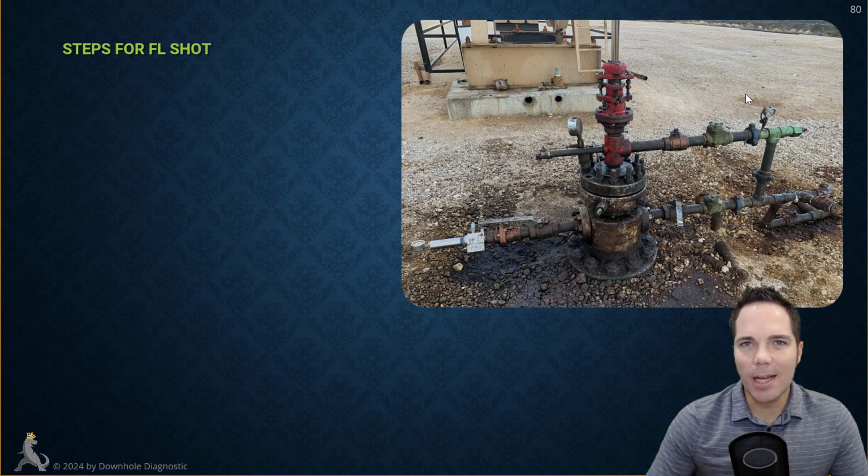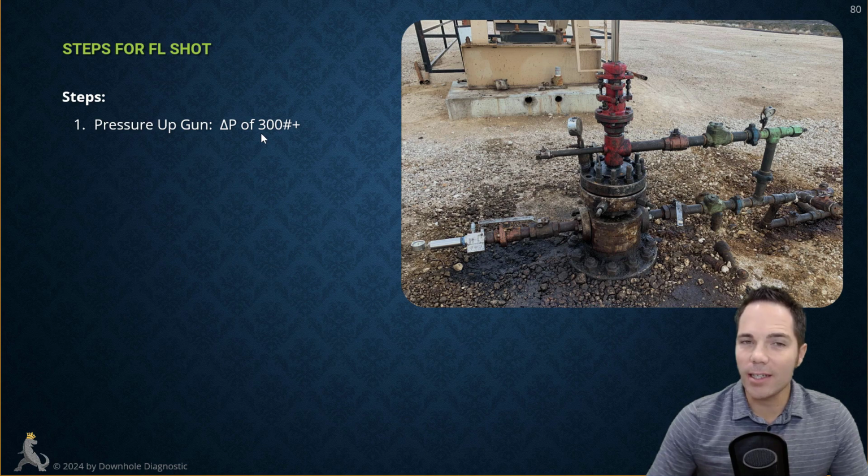So here are the steps for a fluid level shot. First thing is you're going to pressure up the gun. You want a delta P, or pressure differential, of 300 psi plus. It depends on the well and what you want to do. It's not uncommon for me to have a pressure differential of 1,000, depending on how deep the fluid level is and how hard it is to see. We want to make sure we have more pressure than what is on the well.